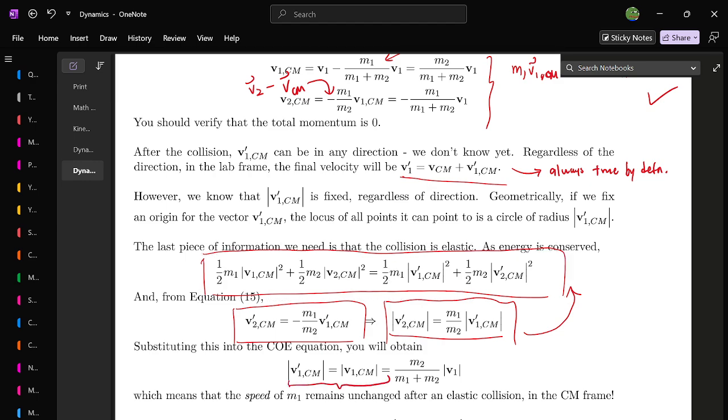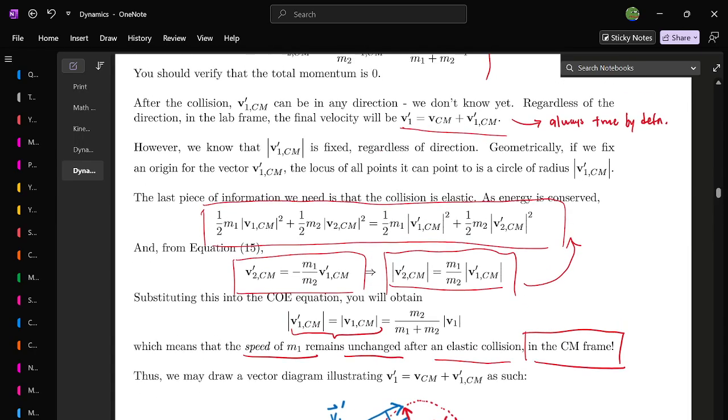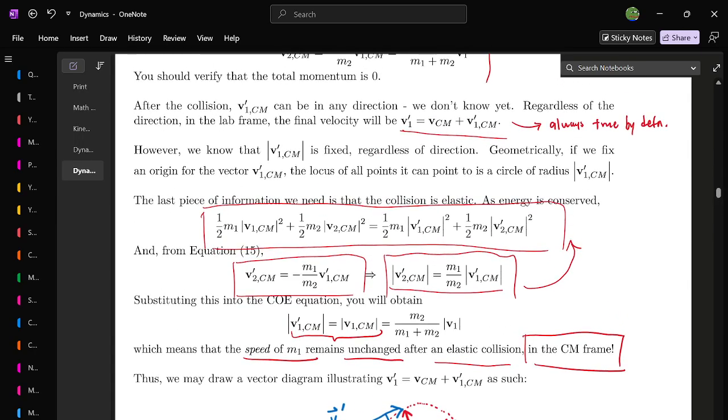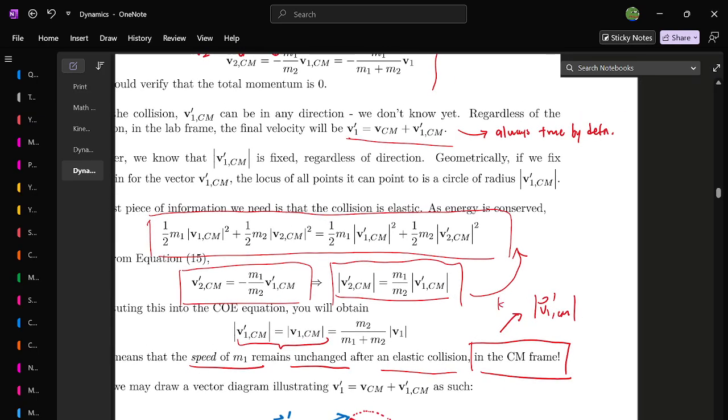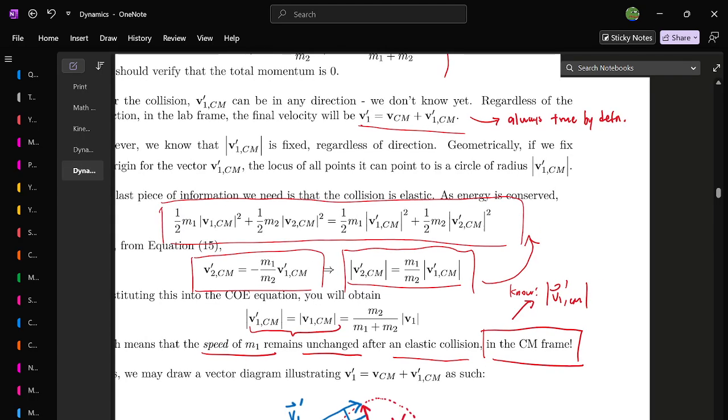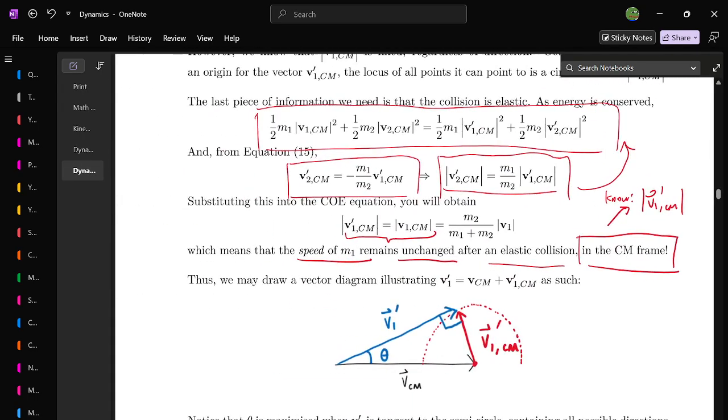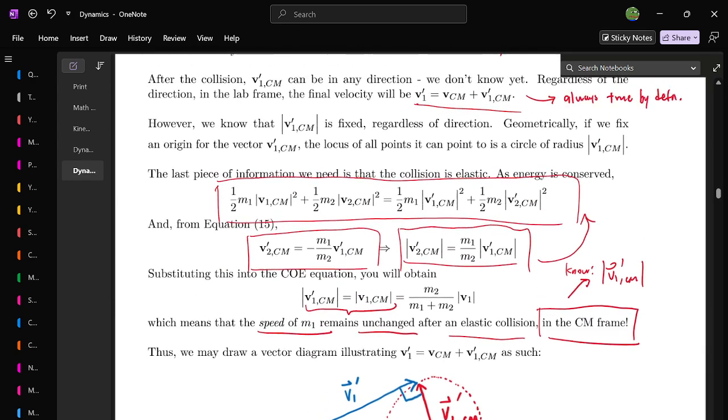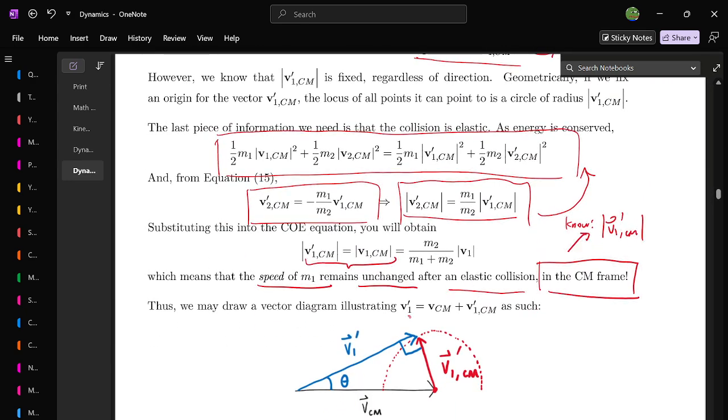So actually, the speed of m1 remains unchanged after an elastic collision in the CM frame, which is very good because now you know the magnitude of v1 prime CM. Which means that if you draw a vector diagram that shows this relationship, which we know is always true, you can see here that these vectors add up like that.